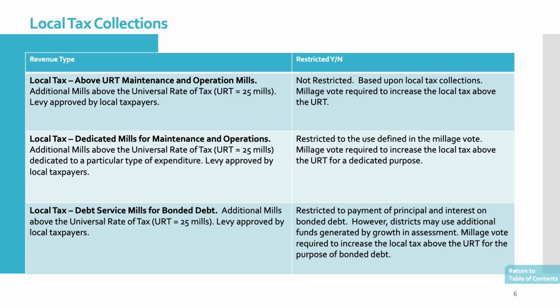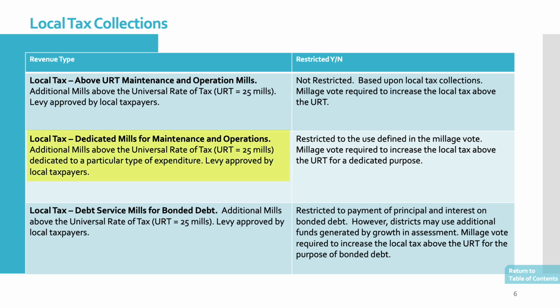So any mills above URT stay at home, stay local, they stay in your district. So that is unrestricted funds. You can get your additional mills that you may have. You can do that in a couple different ways.